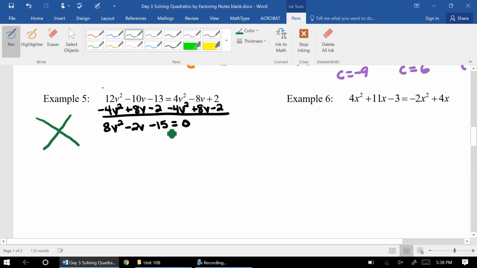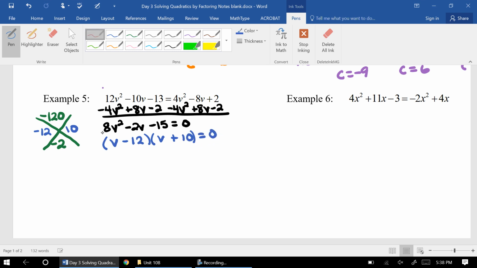What is 8 times 15? You should get 120, and that's going to be a negative 2. So what two numbers are going to multiply to negative 120 and add to negative 2? I'm going to come up with negative 12 and positive 10. So as I go to set my factors, I have v minus 12 for the first one, v plus 10 for the second one, but don't forget we have to divide by a. So I'm going to divide both of those by 8.